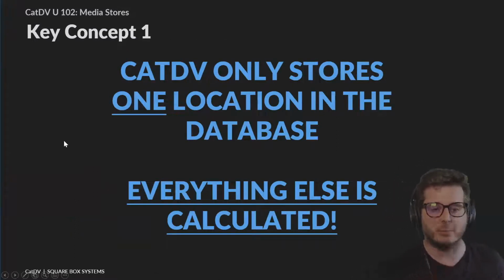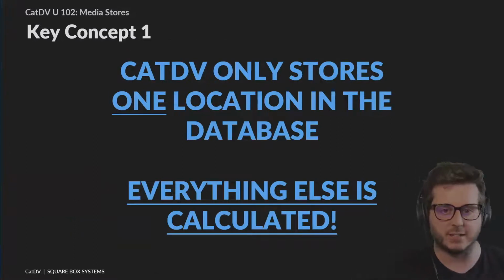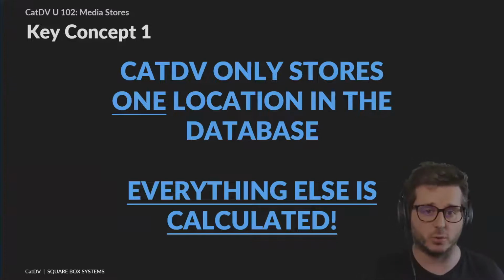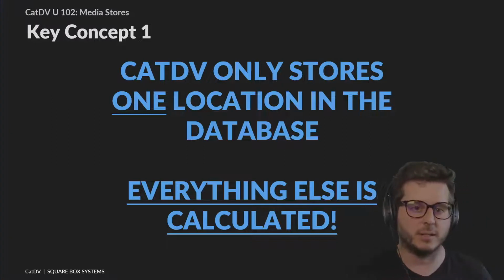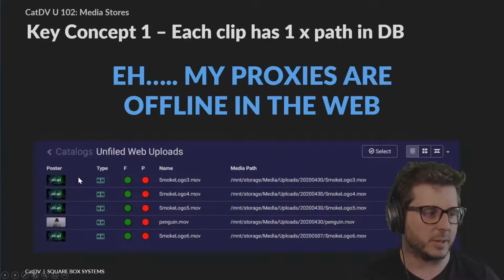So key concept number one that I'm going to introduce is that CatDV only stores one location in the database for a file or a clip. So if you were to go and look in the database and see where a piece of media lives, you're not going to find a link to the proxy. You're not going to find a link to the subtitle files, that sort of thing. Everything else is calculated using this media store concept. So remember that concept, only one location stored in the database for a clip.